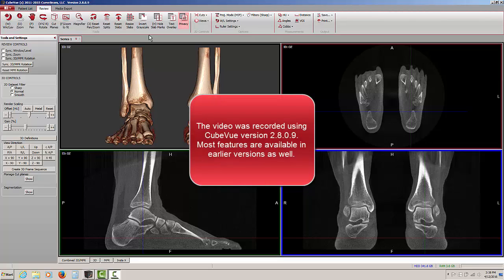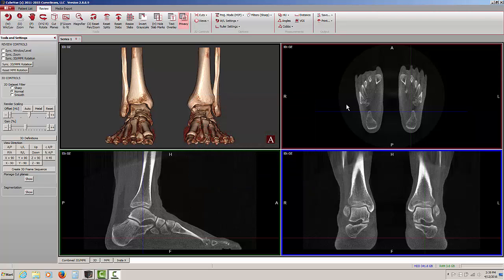So a quick recap. This video was recorded using CubeVue version 2809. All of the features described here are found in 2809. Most of the features are found in earlier versions of CubeVue as well. Two items in particular that are found in 2809 are the orientation markers, right and left, anterior, posterior. You must also be running acquisition software version 6.0 or higher in order for the orientation markers to appear.